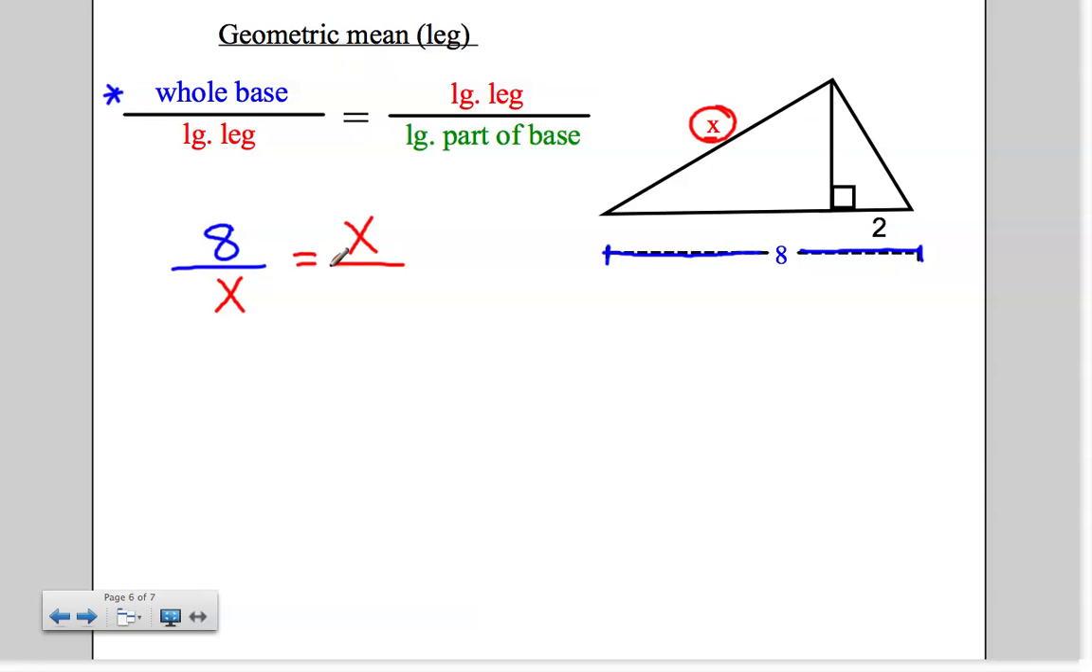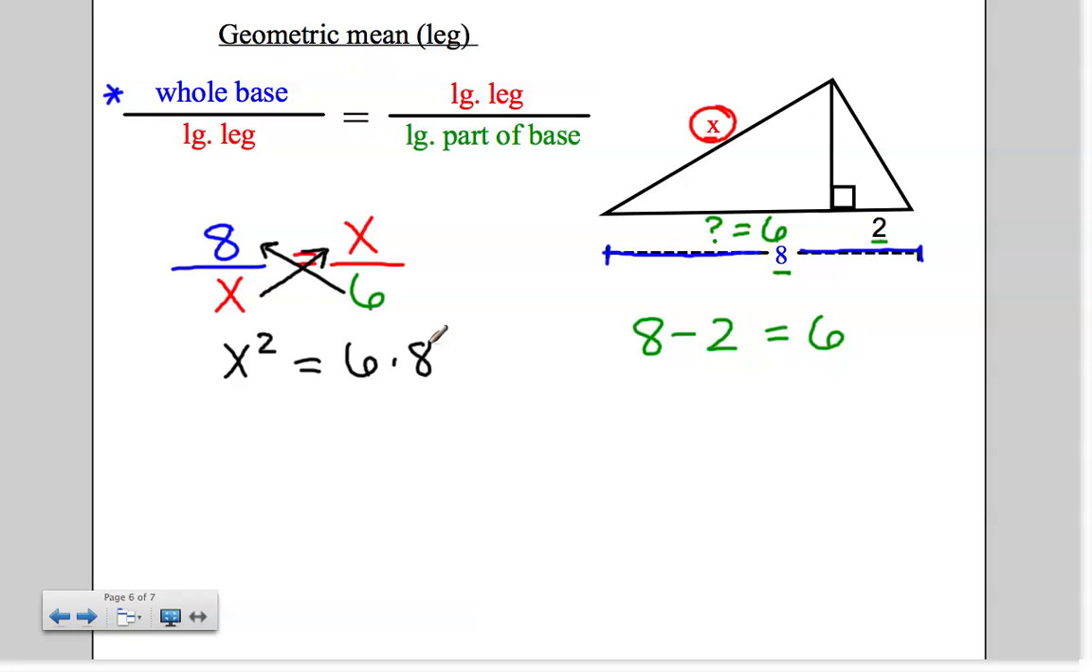Now I need to find the large part of my base. I don't know what it is yet, but I do know the whole base is 8, and I know a portion of it is 2. So I'm just going to subtract those two, and that gives me the other part of my base. So the large part of my base is 6. Just like in all of these others, with our proportion, we are just going to cross multiply. So x times x is x squared, and 6 times 8, when I simplify this, ends up being 48. So x squared equals 48.